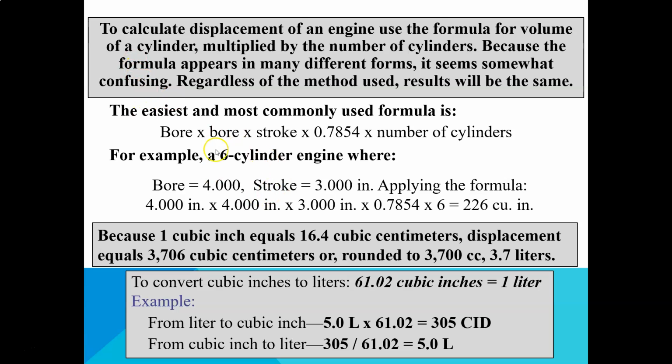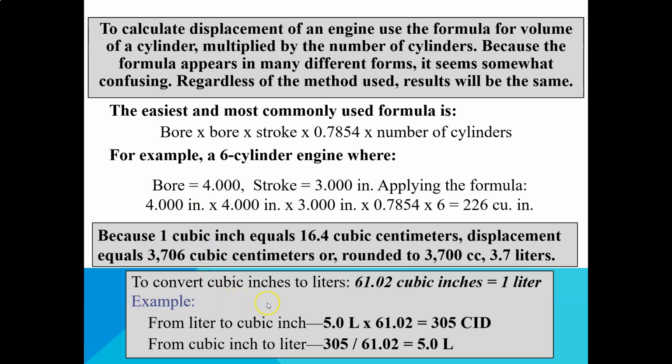So if we had a 4-inch bore and a 3-inch stroke, 4 inches times 4 inches times 3 inches times 0.7854 times 6 cylinders gives us 226 cubic inches. Right? Because 1 cubic inch equals 16.4 cubic centimeters, the displacement equals 3,706 cubic centimeters, or rounded to 3,700, which would be 3.7 liters.